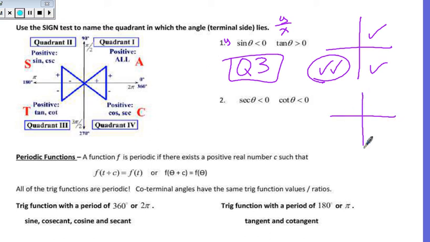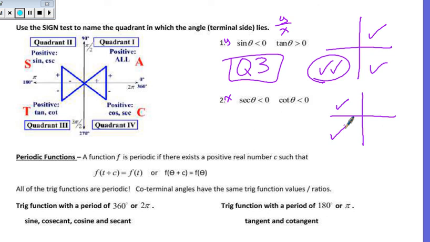Looking at number 2, if I think about secant's part of the cosine family, and cosine's represented by x. Where is x less than 0? That would be to the left of the y-axis, so that would either be quadrant 2 or quadrant number 3.